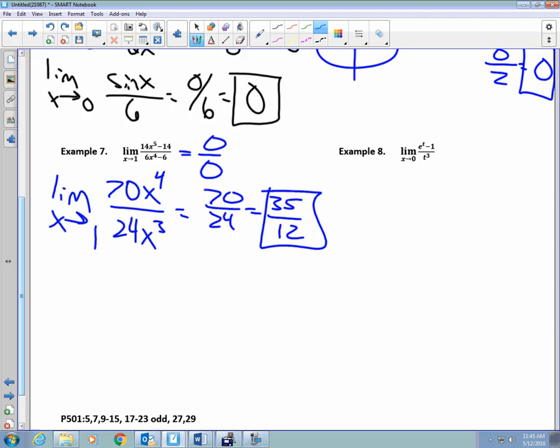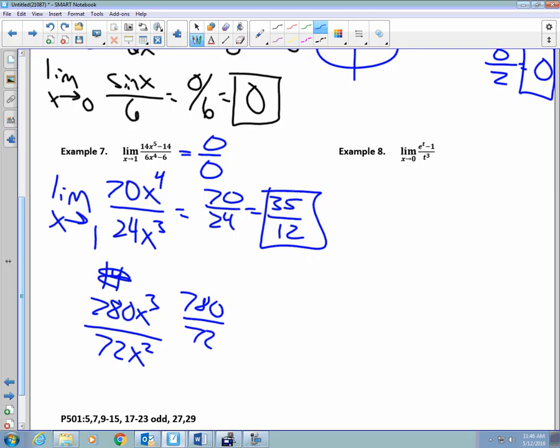Now, I want to be clear: suppose you said, we're just going to take the derivative again. You got 280x to the third over, multiply that by 3, and you got 72x squared. 280 over 72 does not reduce to 35 over 12. So it doesn't work if you keep going unless you have indeterminate forms. I plug in 1. What's 1 to the fifth?